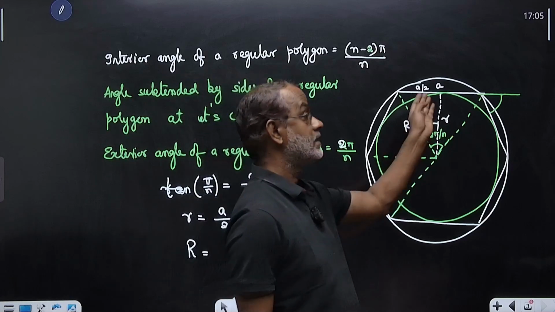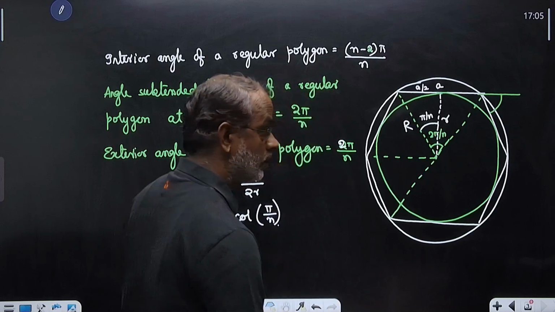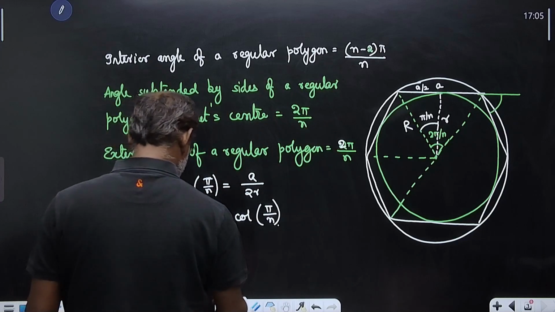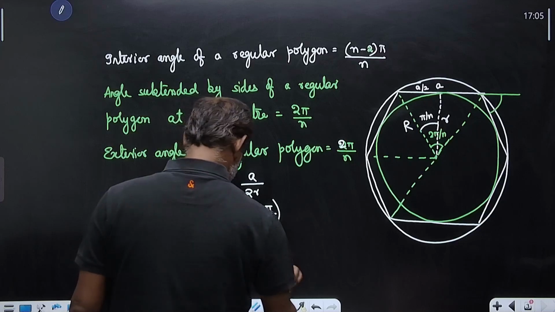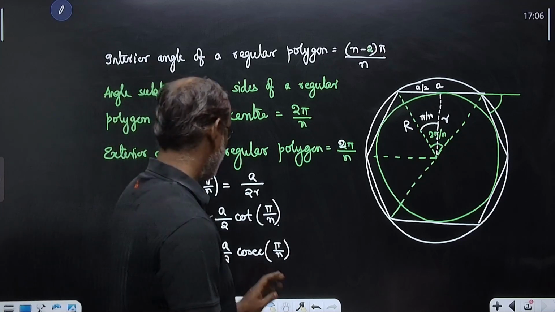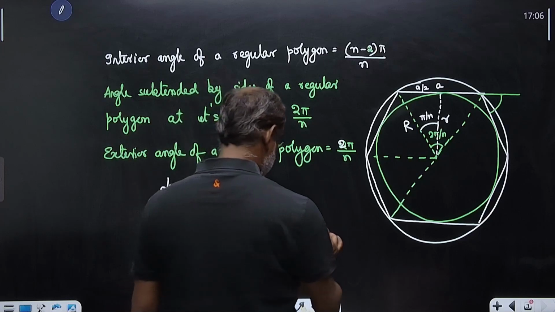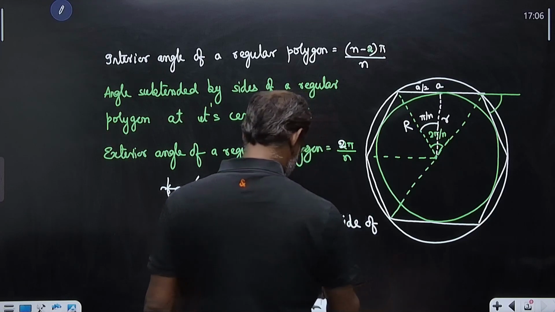You can see sin theta is A by 2R, so R is A by 2 cosec pi by n, okay, where A is the side of the regular polygon.